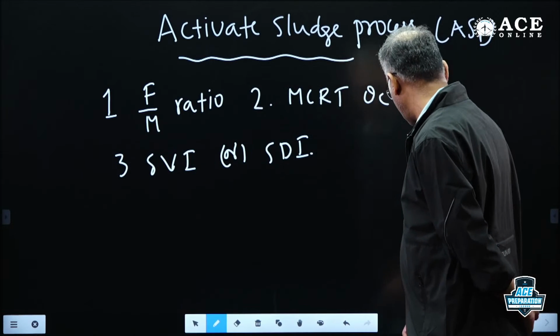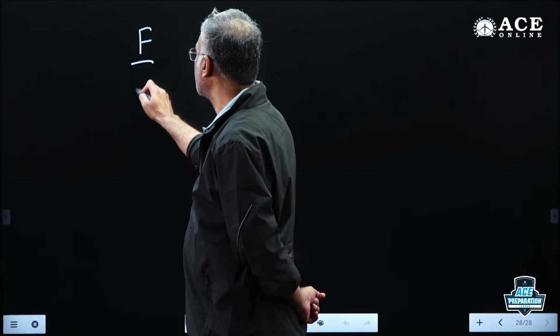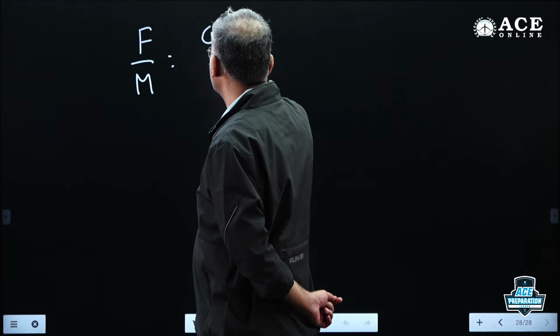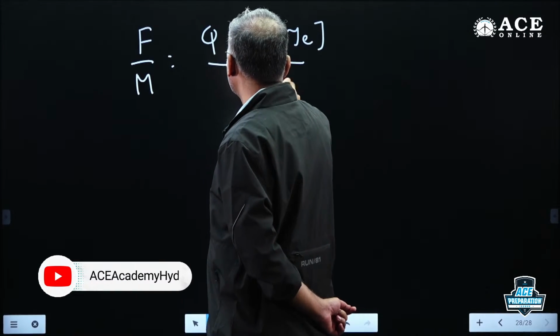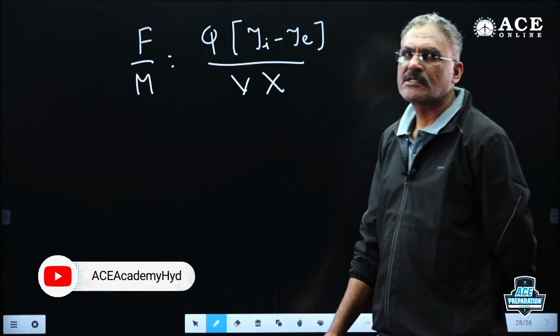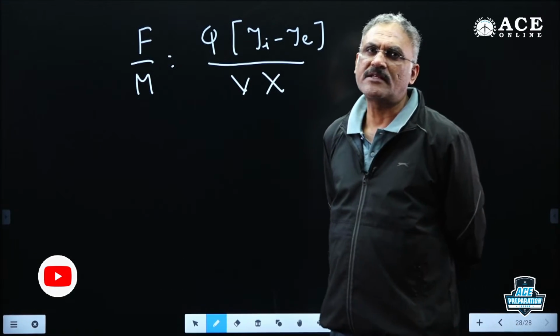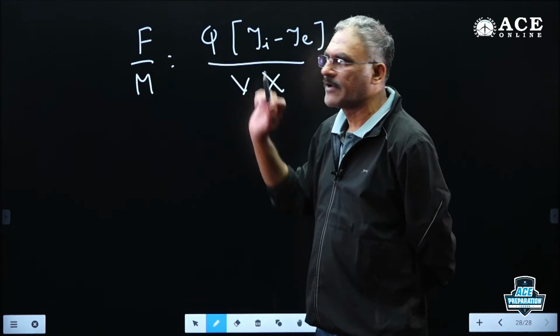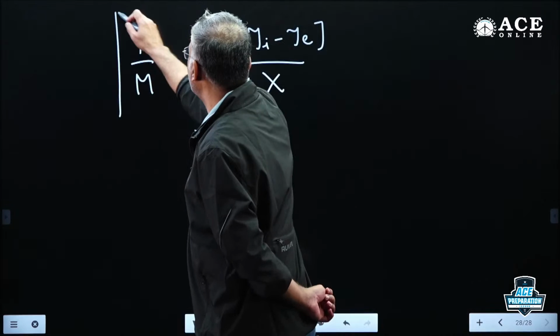Of course, so many others are there in addition to that. So what you need to remember is F by M ratio is equal to Q into Yi minus Ye by V into X. So whenever F by M is given, you are expected to find out volume of aeration tank. Whenever volume of aeration tank is given, you are expected to find out F by M. That is how they frame the questions. Okay? This one equation you have to remember.